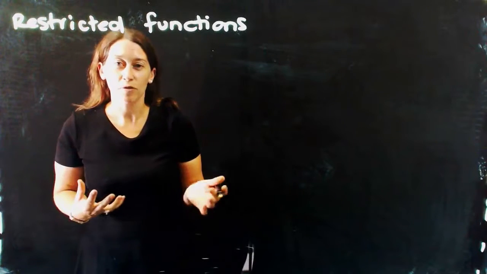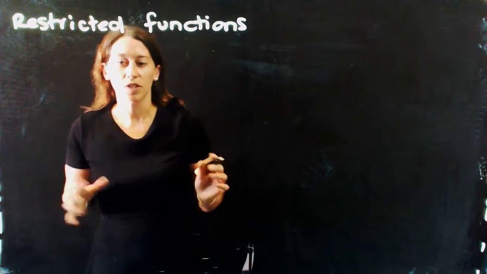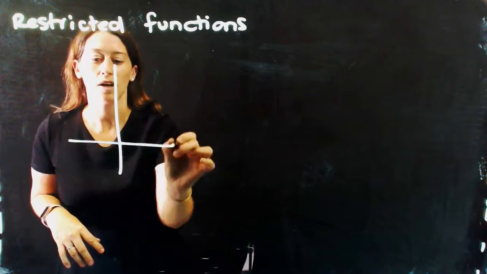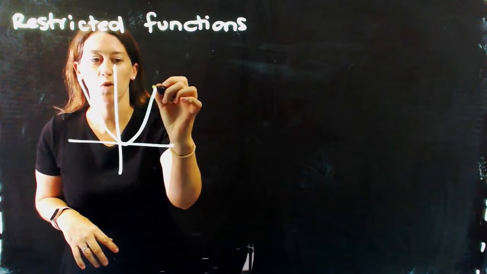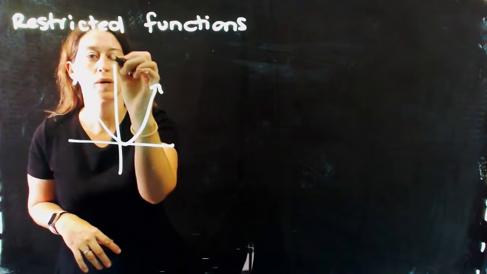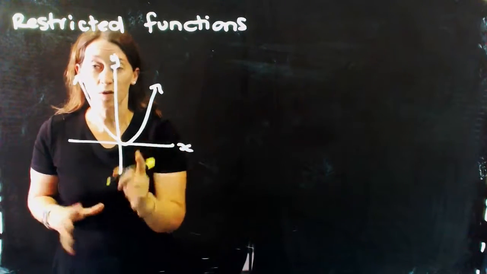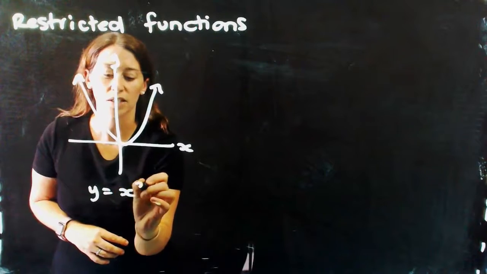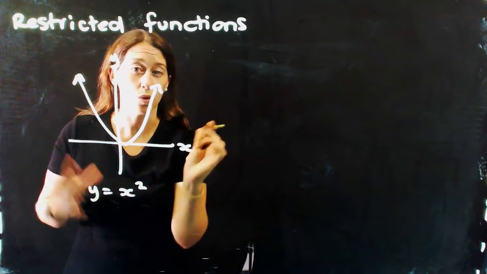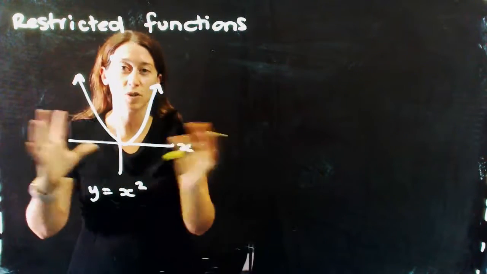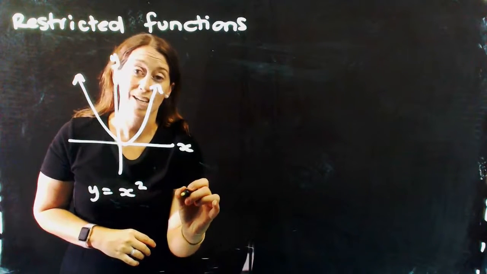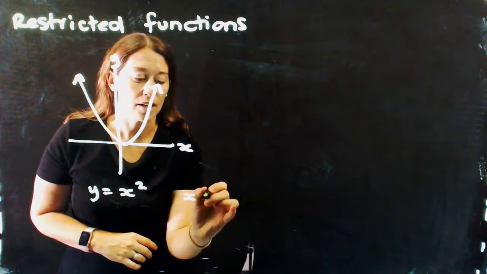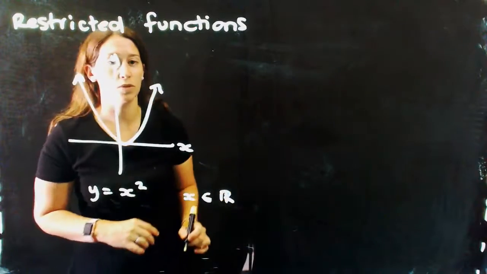Today we're going to learn about restricted functions. So what I'm going to do is just draw a couple of diagrams. I'll just use the quadratic. So I've got y equals x squared here. Now if we look at the domain of this particular function, y equals x squared, we can see that it belongs to all real numbers because it's got the arrows, so it's a continuous function. So we can say the domain x belongs to R, all real numbers.